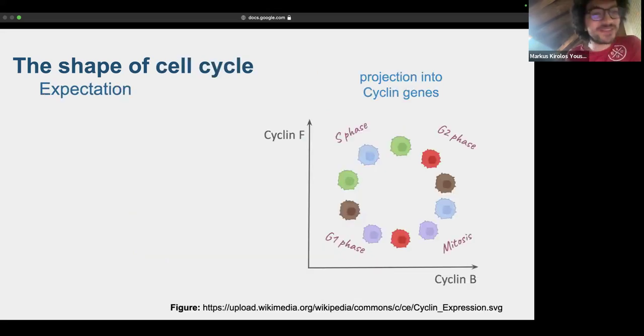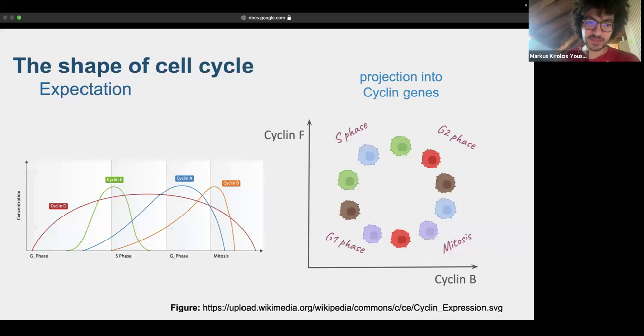But the shape I'm most interested in, and the one I want to talk about today, is circular shapes. You can think of it as arising from periodic processes within the cell. And the stereotypical example of a periodic process is the cell cycle. By that, I just mean a process that happens over and over again.